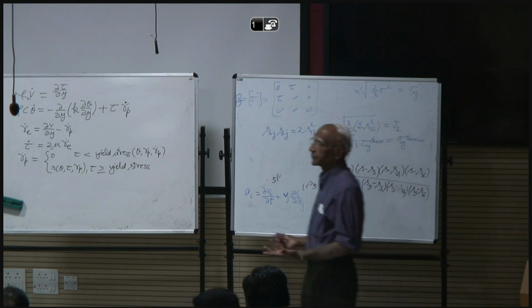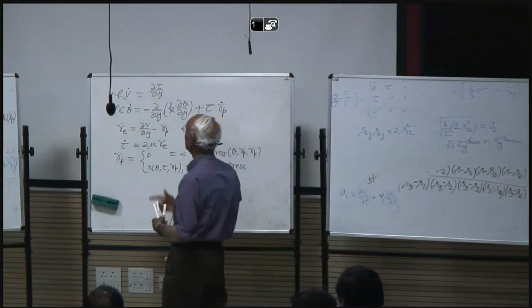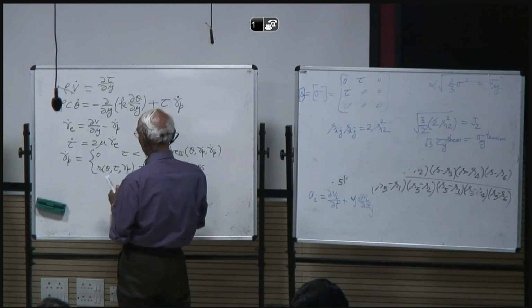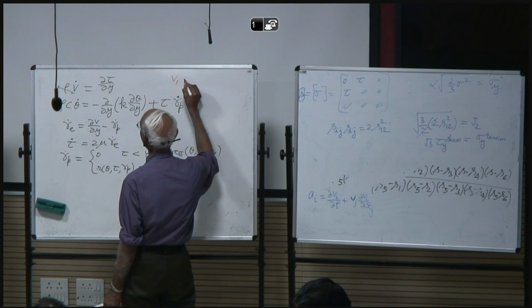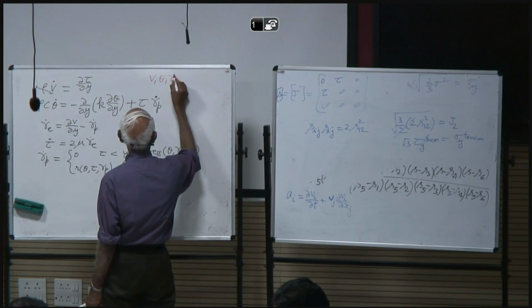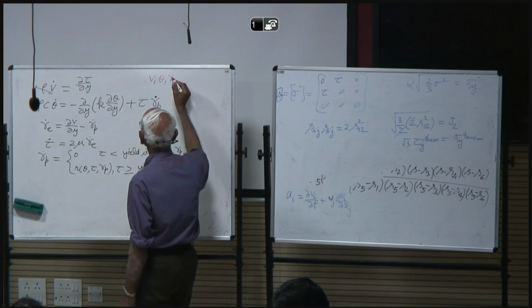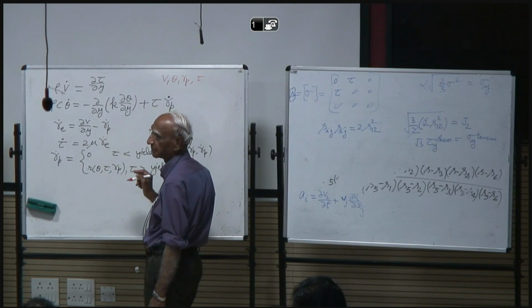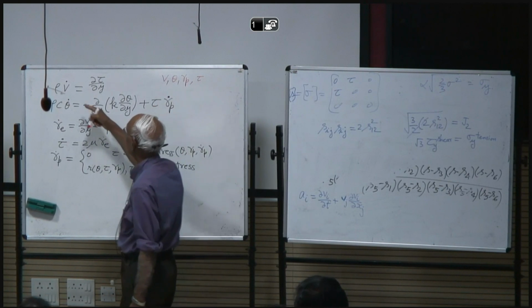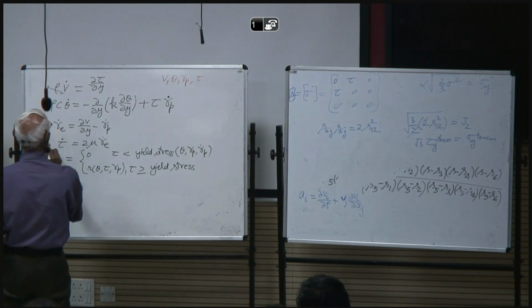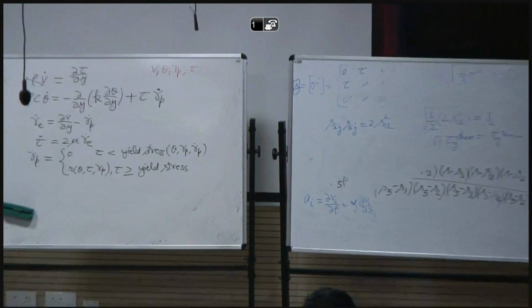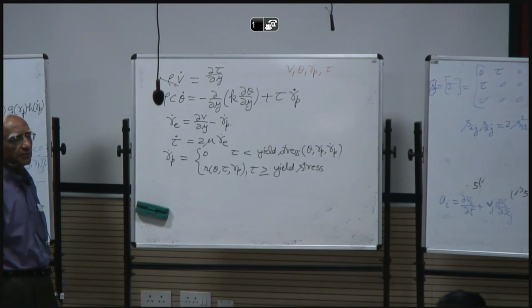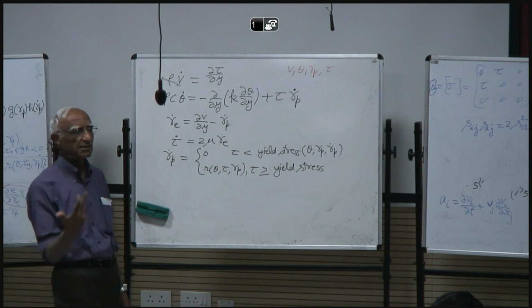Okay, now let's see if we have the right number of equations and the number of unknowns. Our unknowns here are V. We will solve for V, we will solve for theta, we will solve for gamma p dot or gamma p, and then you have tau dot. So you have 4 unknowns: 1, 2, we don't count this, we have 3 and 4. So we have the right number of unknowns and the right number of equations. All we need is the initial condition and the boundary conditions.